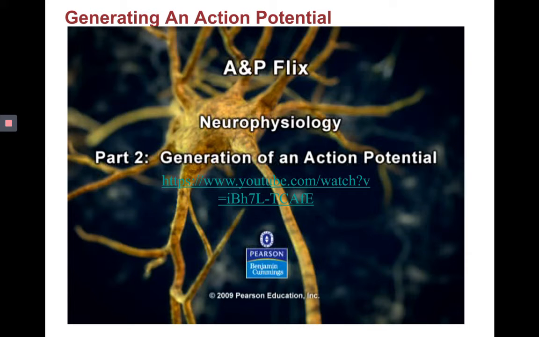At this point, I recommend that you watch an A&P Flix video called Neurophysiology Part 2, Generation of an Action Potential. Here is the link, but you can also find this video by Googling its name or looking for it on YouTube. This is not a required video, but if you would like to see the generation and propagation of an action potential in real time, or slowed down time, but with real explanations, you can look at this. This has to do with a neuron specifically, but is similar in the sarcolemma.